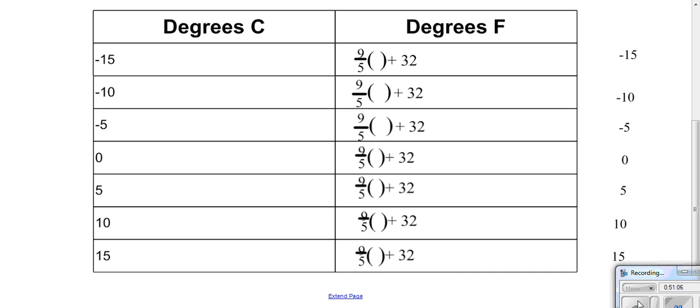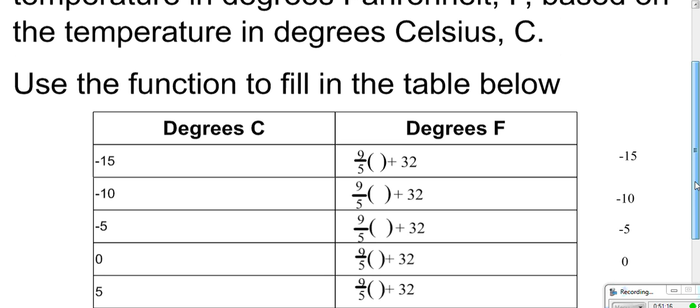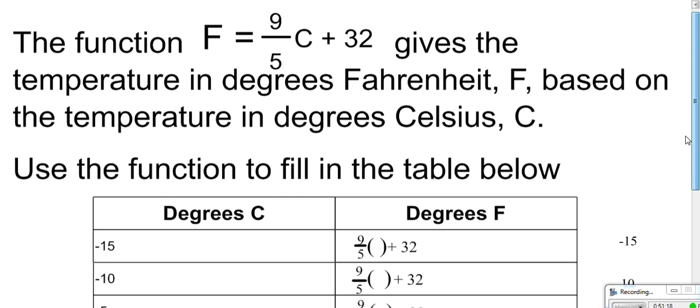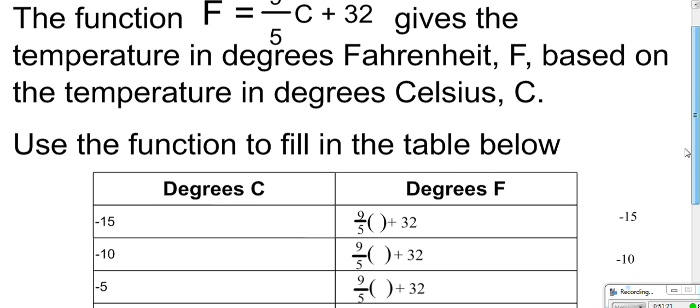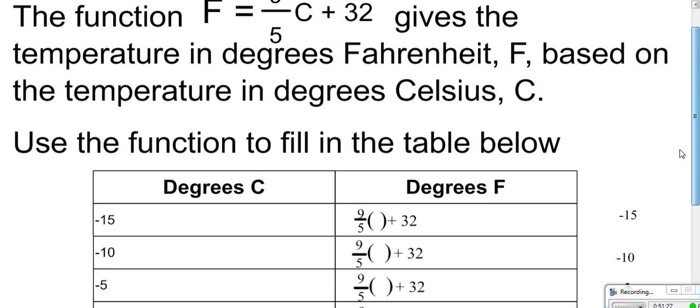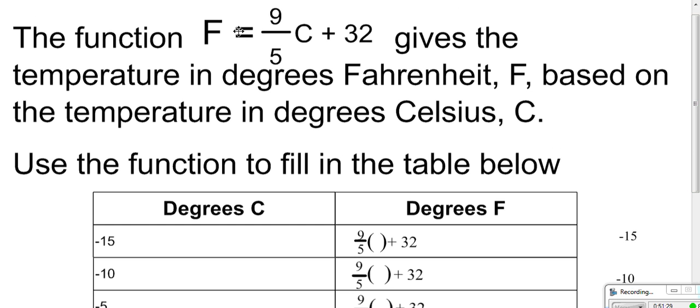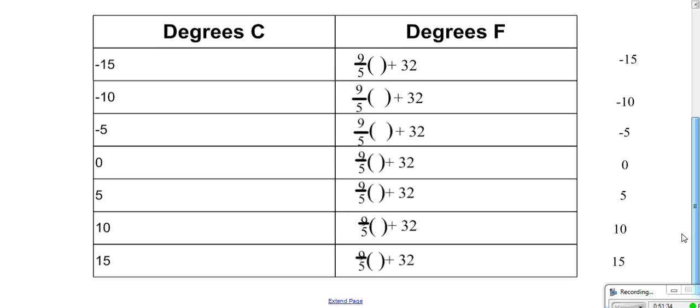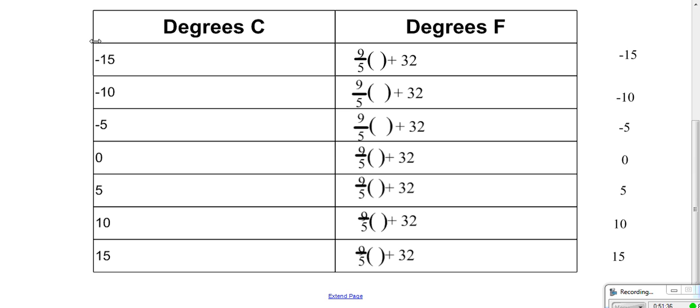Okay, I set some things up here because this is a lot of work. I just wanted to show you, but it's not very difficult, especially when you have a calculator in front of you. The equation says the function F equals 9 over 5 C plus 32 gives the temperature in degrees Fahrenheit. When you convert Celsius into Fahrenheit, you use this formula. I'm sure you've used it somewhere in science before. And here's a table with all of the degrees in Celsius. All you really have to do is take this 15 and substitute it into here.